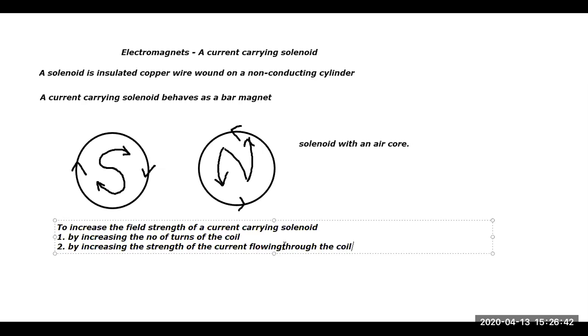You are absolutely right again. And what is the third thing that we are going to say, children? The third thing is by introducing a soft iron core, I can increase the magnetic field strength of a current carrying solenoid. What is a current carrying solenoid otherwise called? It is called a temporary magnet or an electromagnet.